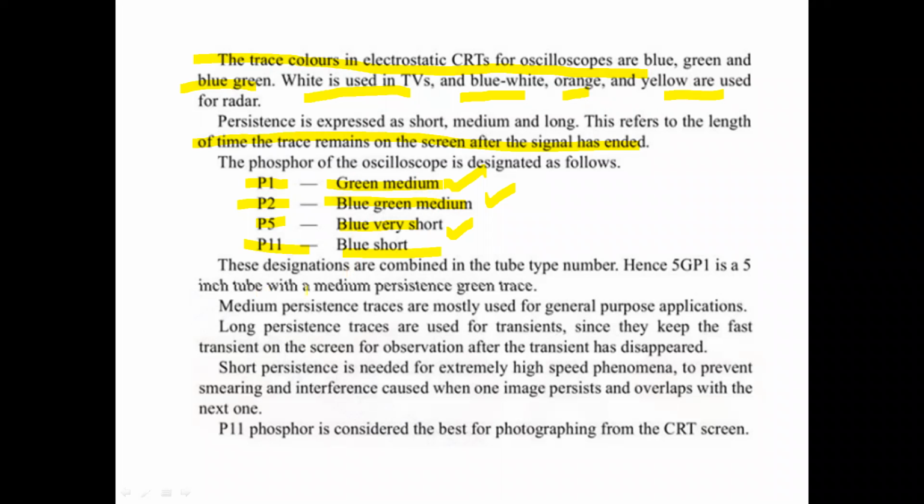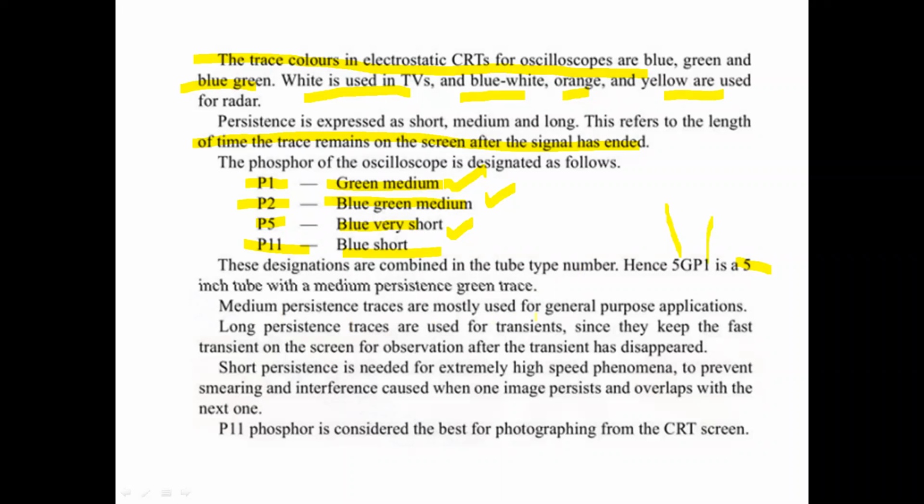Okay, these designations are combined in the tube type number. Hence 5GP1 is a 5-inch tube with a medium persistence green trace. Okay, medium persistence green trace. So 5 అంటే ఏంటి? స్క్రీన్ సైజు. ఈ P1 అంటే ఏంటి? వేవ్ ఫామ్ యొక్క కలరు, అలానే పర్సిస్టెన్స్ సైజ్. మరి G అంటే ఏంటో చూద్దాం.